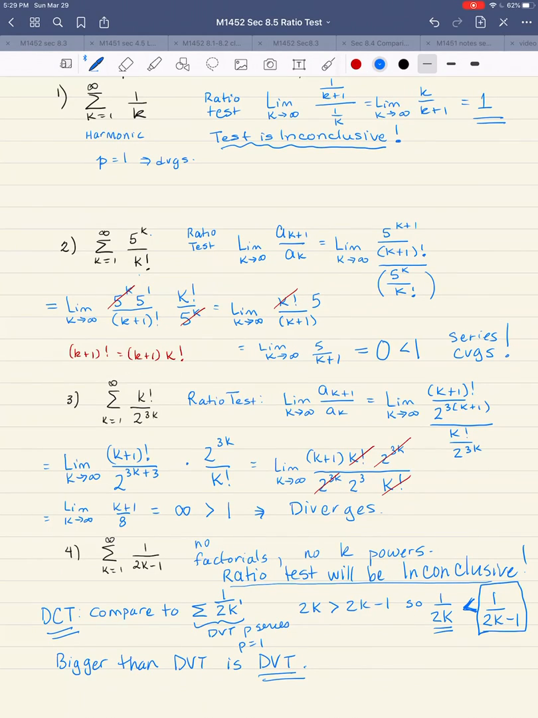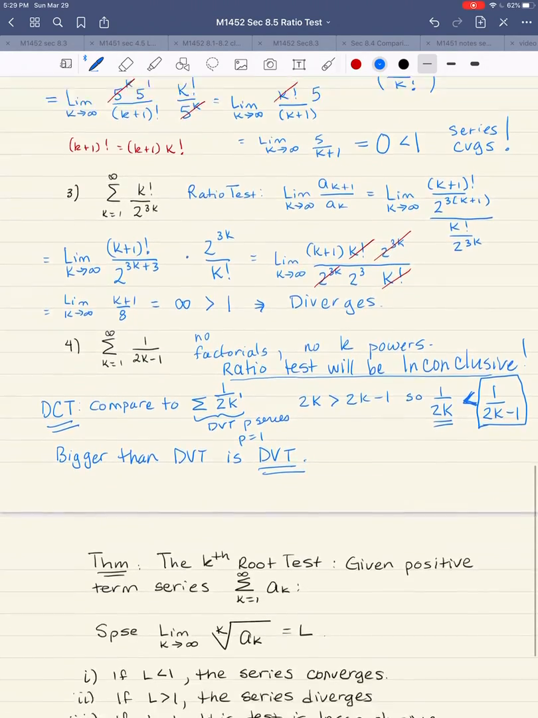But try it later on with the ratio test. You should see, because this has polynomial terms and no factorials, no k powers, that the ratio test is not going to be conclusive.